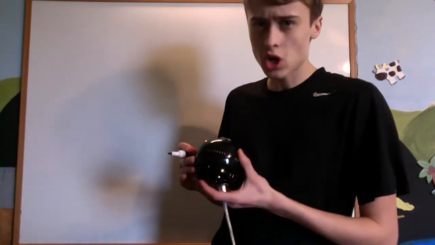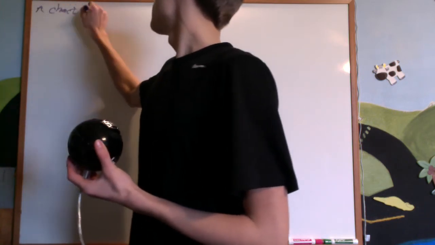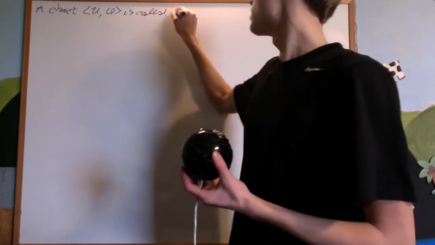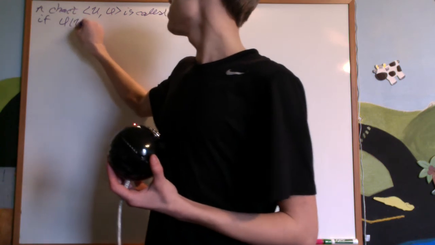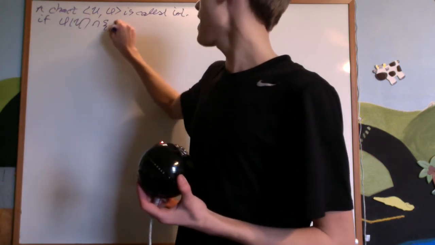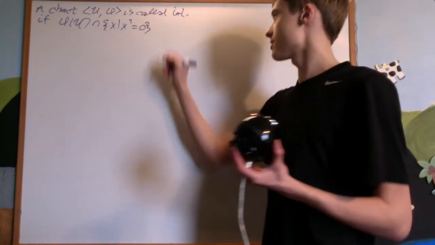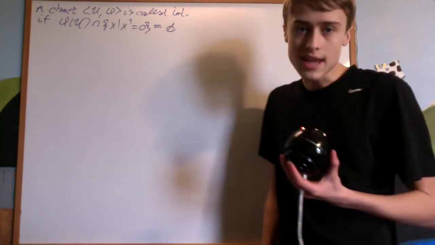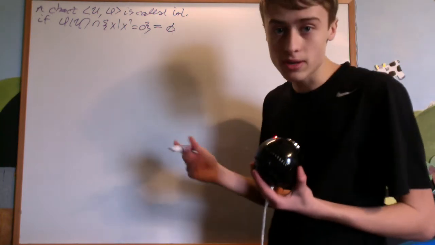So an interior chart, so a chart (U, phi), is called interior if phi of U intersect the x-axis, okay, I'm going to denote it like that, is empty. So it's interior if when you look at its image under the chart, it's empty. It doesn't intersect the x-axis, the boundary points.